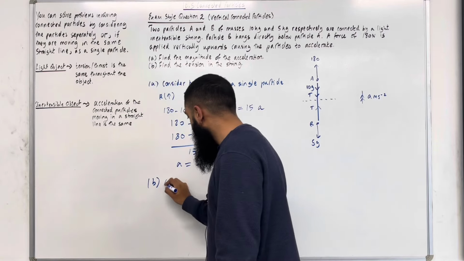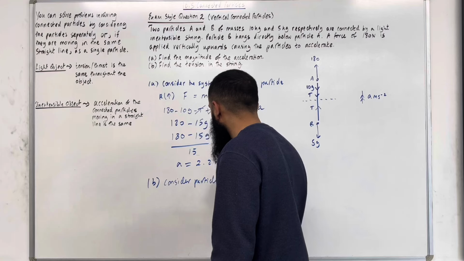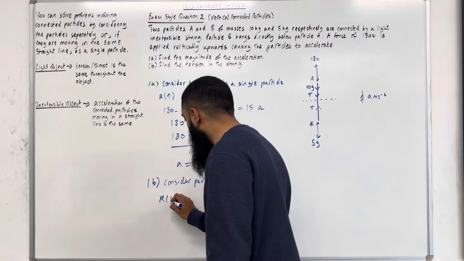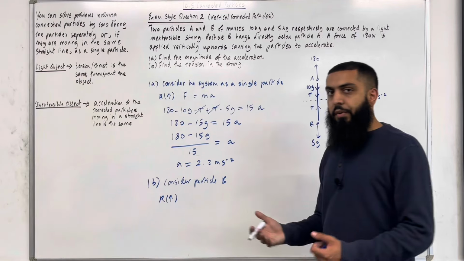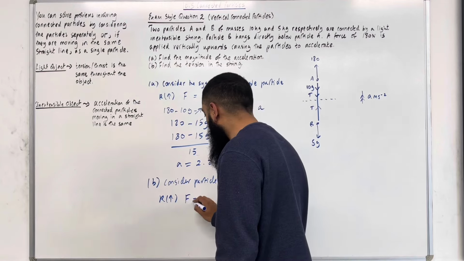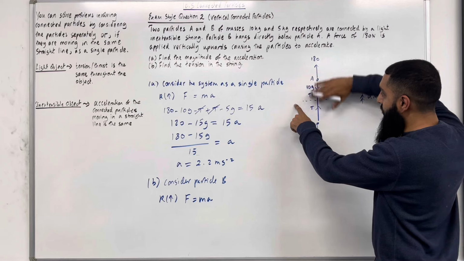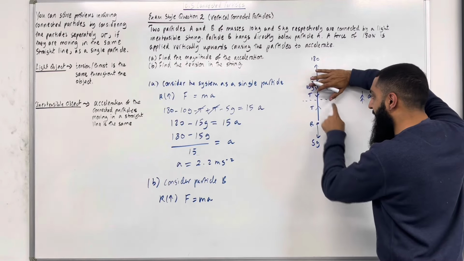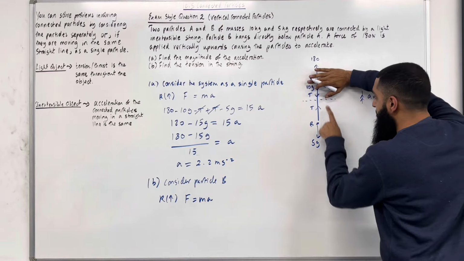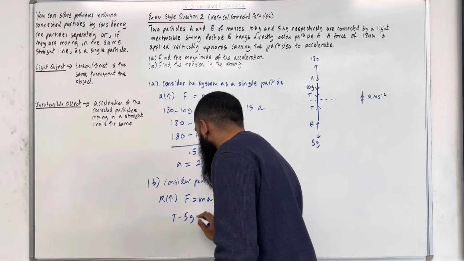So consider particle B. Right, so I'm going to resolve vertically, taking upwards to be the positive direction, and to generate the equation of motion, I'm going to use Newton's second law, which is F equal ma. Okay, so we've got a split there for a reason. Let's neglect particle A. Let's only focus on the forces acting on particle B. So I want to work out the resultant force F. That would be T minus 5g.